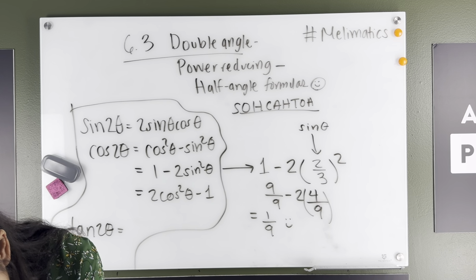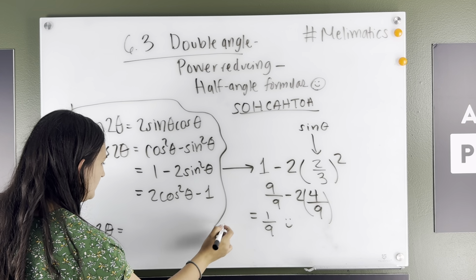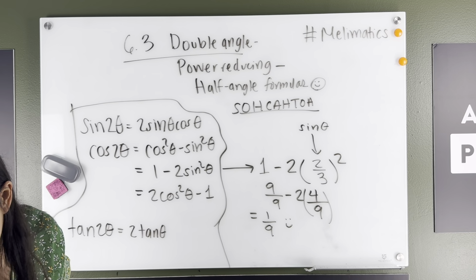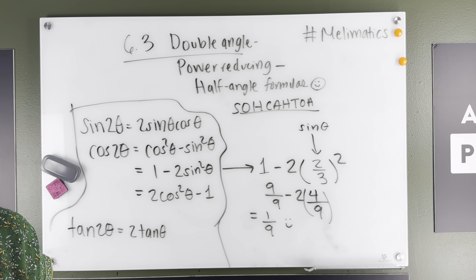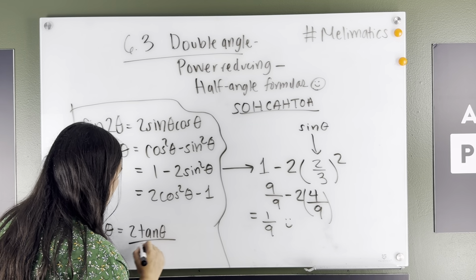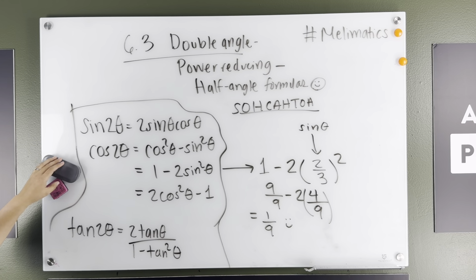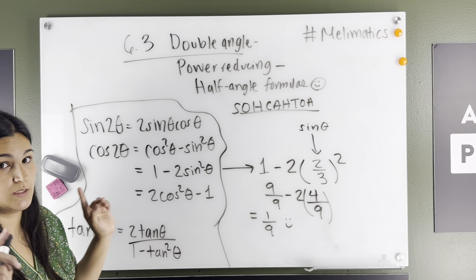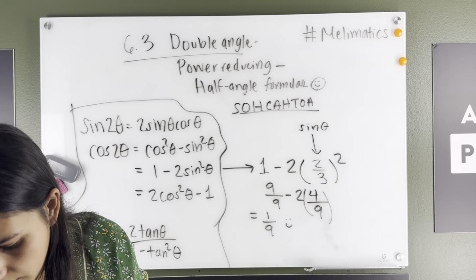Tangent 2 theta is 2 tangent theta over 1 minus tangent squared theta. Okay, so now they're asking us, can you find tangent 2 theta? As you can see, we're going to need tangent, but the good thing is that we already found sine in part A. Remember that sine?